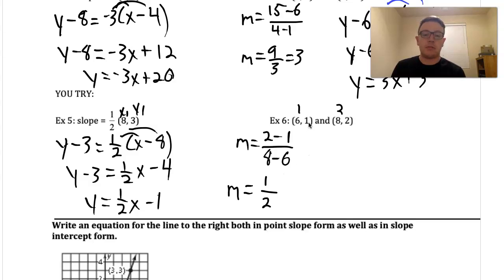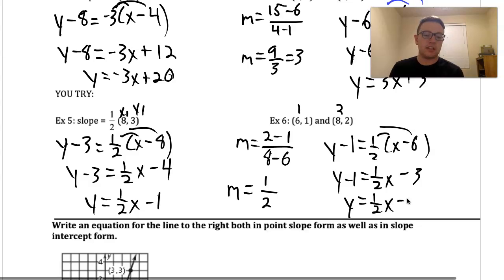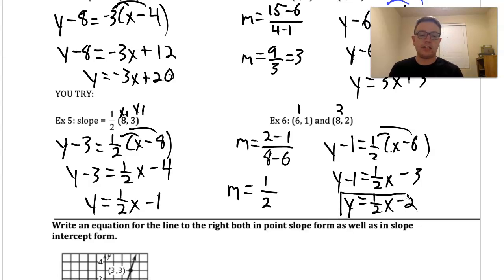Now where do we go from here? Well, we have a point. Let's use this one. It has smaller values. And we have a slope. So we do y minus y1 is equal to m times x minus x1. Distribute this in. We get y minus 1 is equal to 1/2 x. How did I do that? x1 is 6, minus 3. Add that over, we get y is equal to 1/2 x minus 2. So there is our answer.